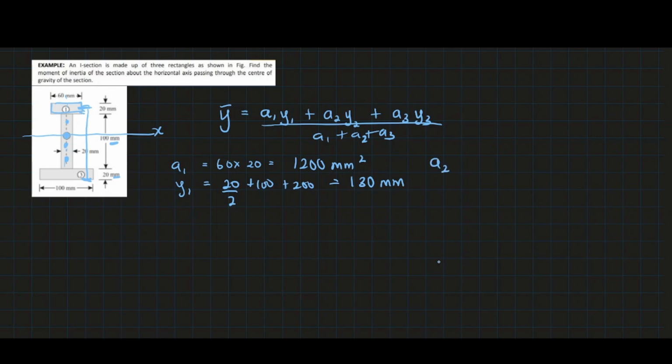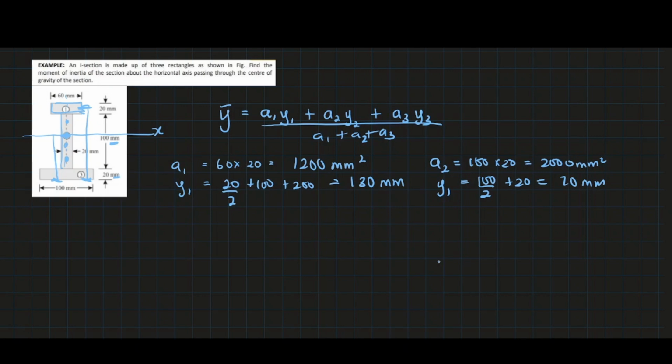Next for A2, that's the middle rectangle. The area is simply 100 times 20, which is equal to 2000 millimeters squared. Its centroid, that's its center, is its center to the reference line. That will be 100 divided by 2 plus 20. That will be equal to 70 mm.